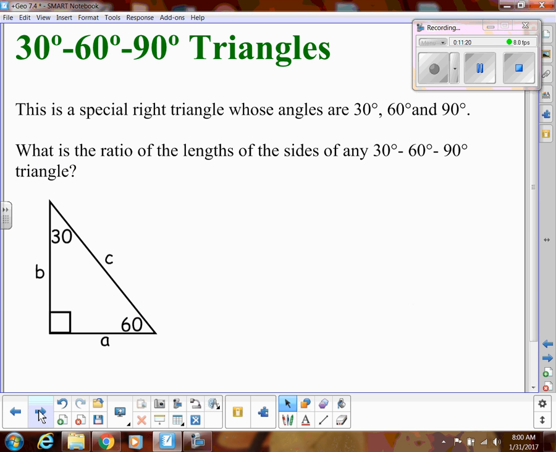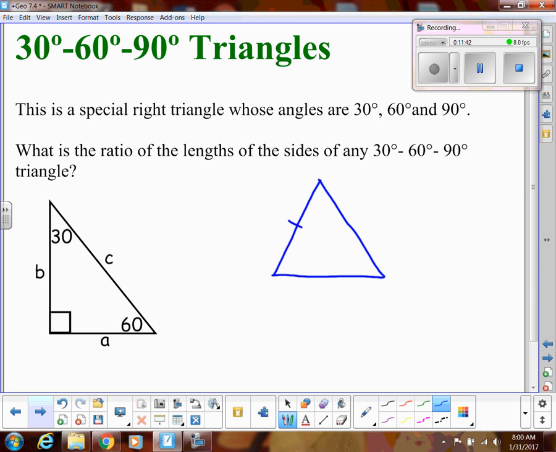All right, so before I show you what the actual pattern is, I want you to think about where this specific triangle is coming from. The 45-45, we care about that because it's an isosceles right triangle. The 30-60-90 comes from an equilateral triangle. So let's think about an equilateral triangle for a minute. All right, equilateral triangle, all the sides are the same, all the angles are the same. Specifically, they're all 60 degrees.